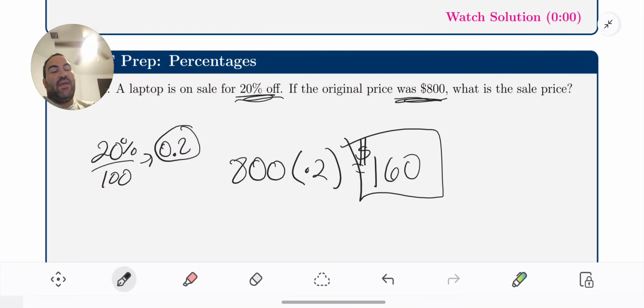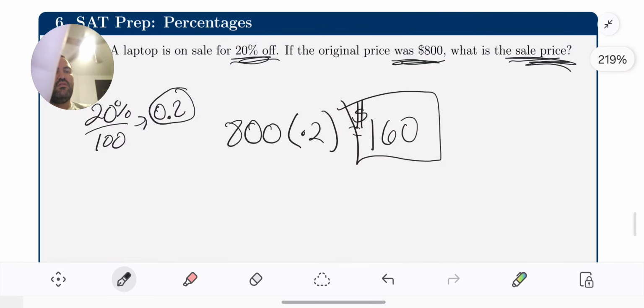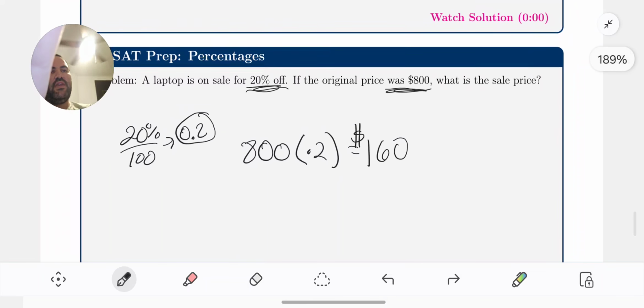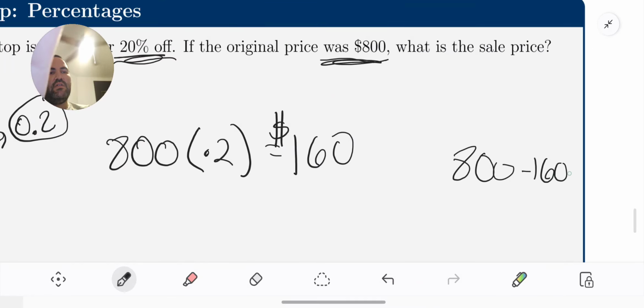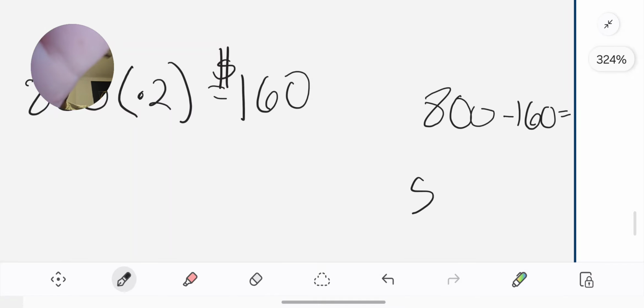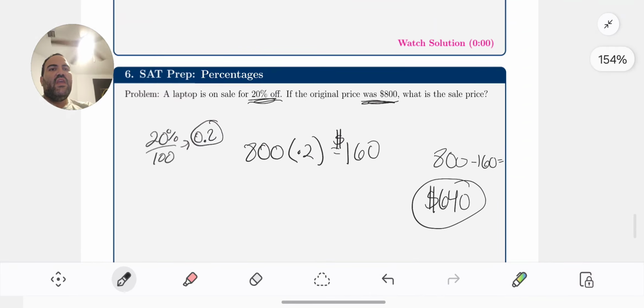No way, right? I bet you the answer choice is there, though. It said, what's the sale price? That's how much you're saving. If you're going to get something for $160 and it was $800, snag it. That's a deal. But that's how much we're saving. So how much are you going to spend at the register? Maybe 800 minus the 160. That'll give you how much you're spending. Okay, so 800 minus 160, $640. That is the sale price. That's the way to do it.